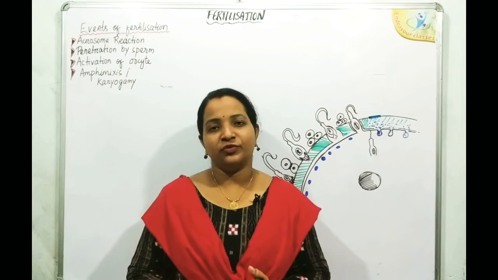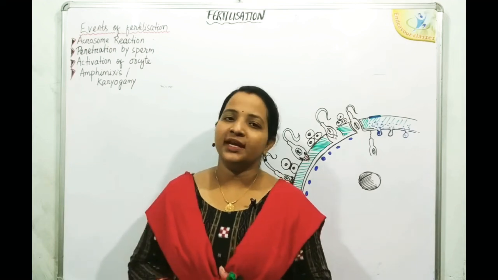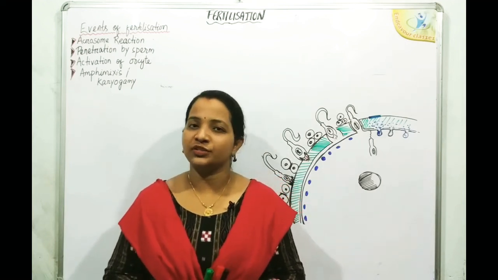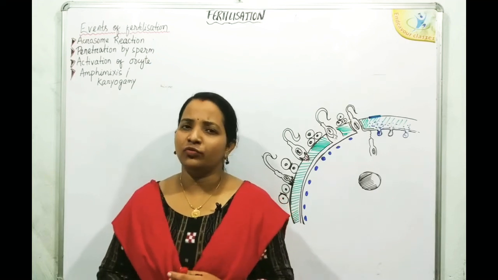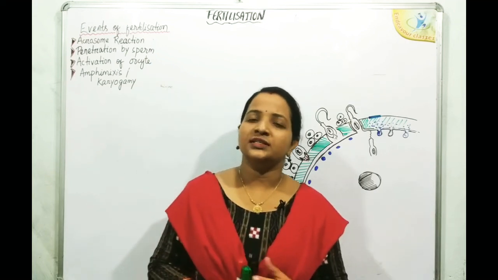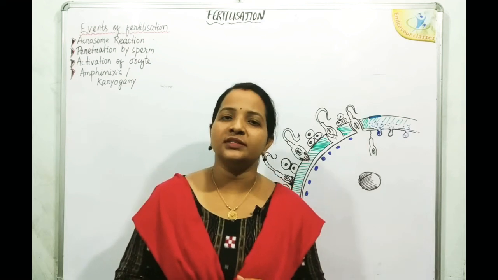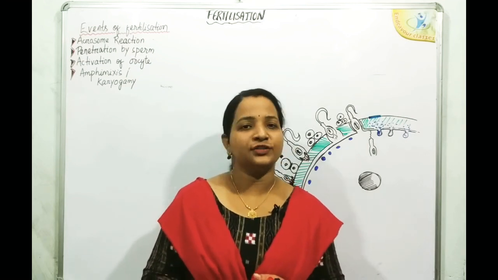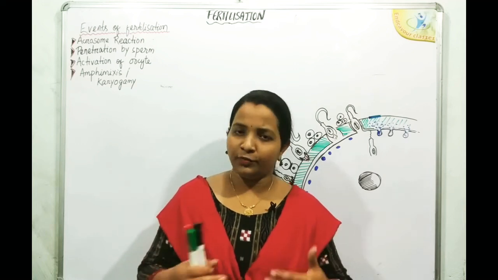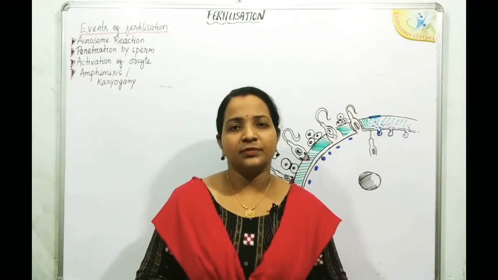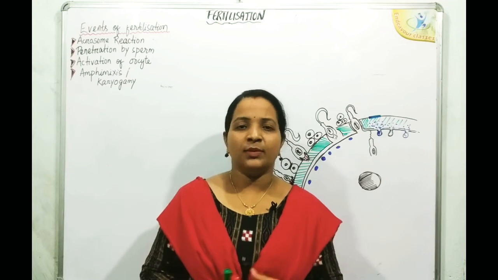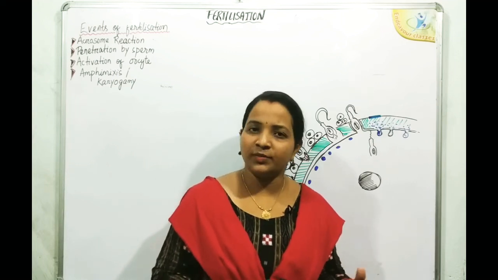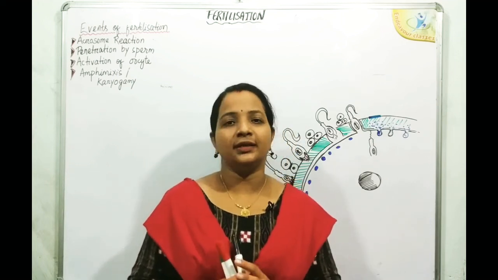Hello everyone, today I am going to discuss different biochemical events which occur during the process of fertilization. So far we know that fertilization is the fusion of two haploid gametes for the production of a diploid zygote, and there are certain pre-fertilization events which occur before fertilization such as insemination and capacitation. In my previous video I have already discussed insemination and capacitation in detail.